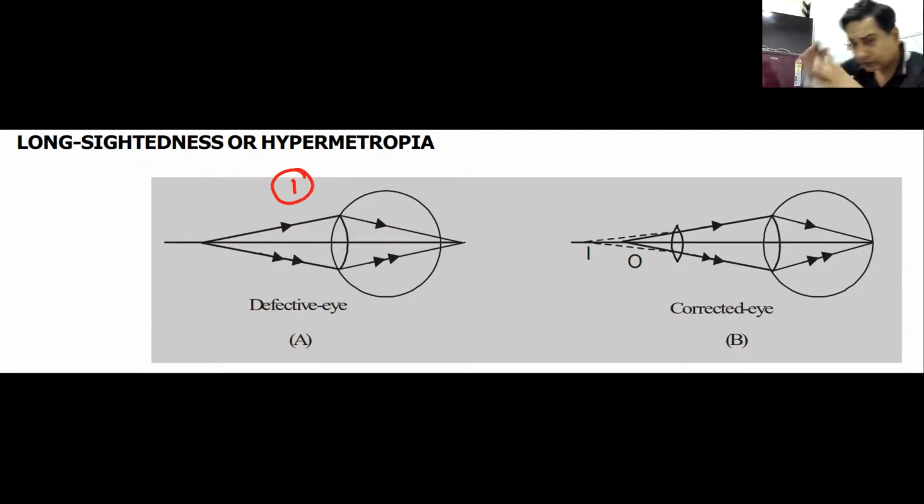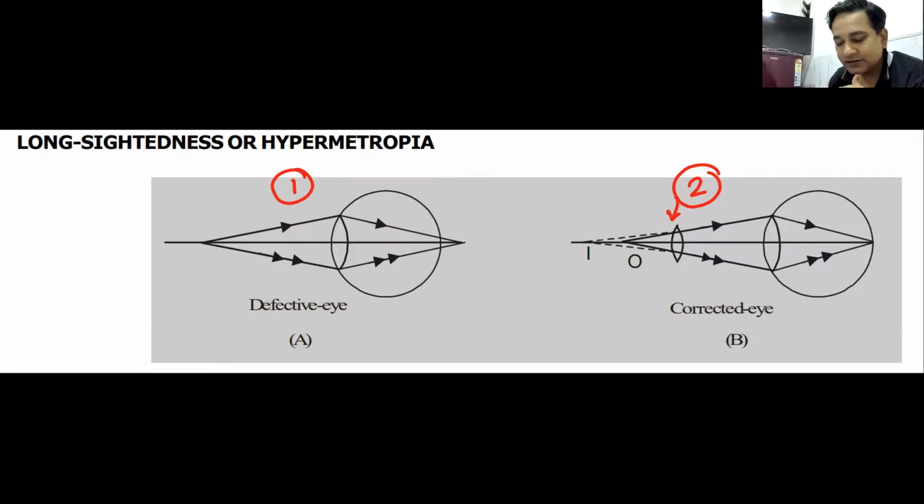How do I correct it? Things are getting focused behind my retina, so I need a converging lens to correct my vision. My far vision is good. My near vision is wrong. That means I cannot see nearby objects clearly, but I can definitely see what is happening in the distant world. As far as the horizon goes, I can see what is happening. Nearby things I cannot see clearly. That is why I can see you guys, because you are far off.